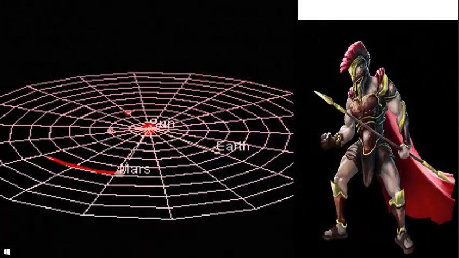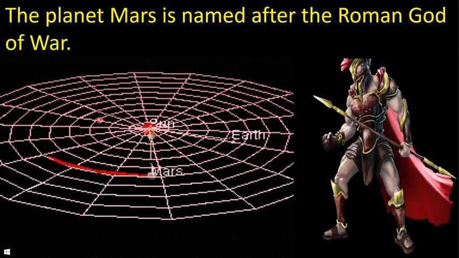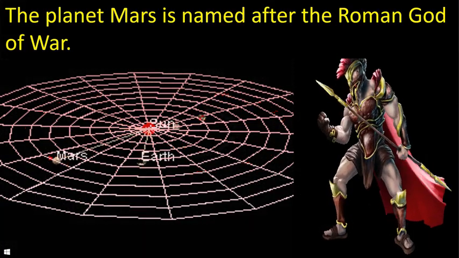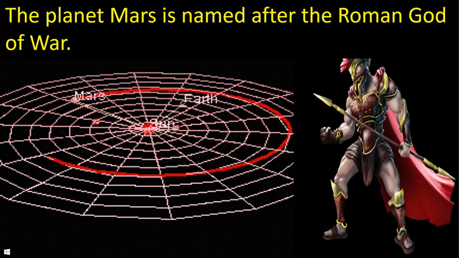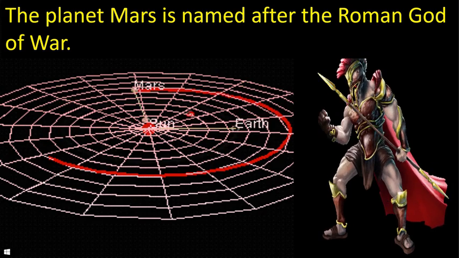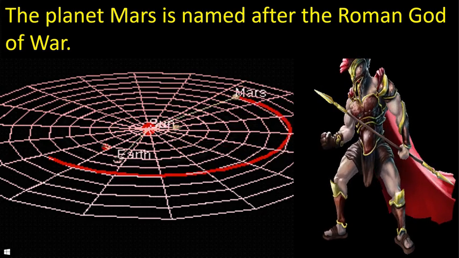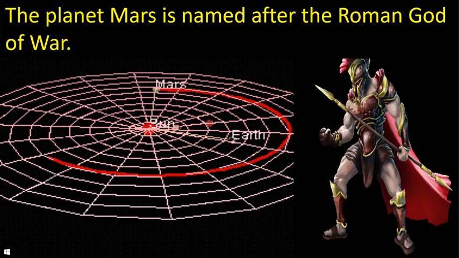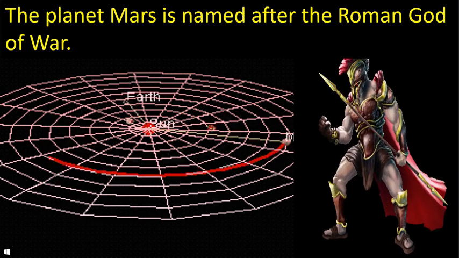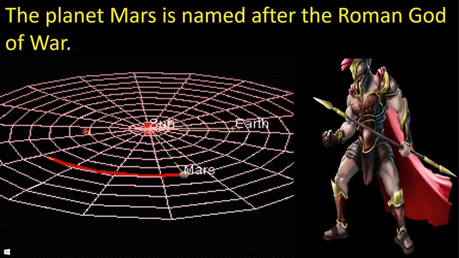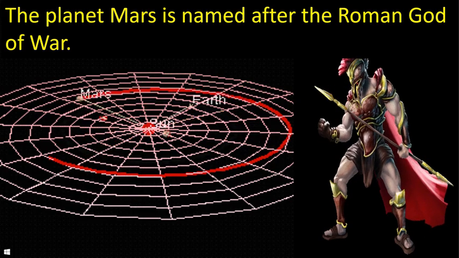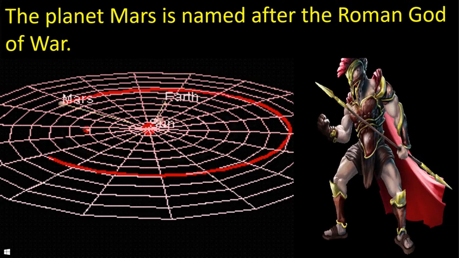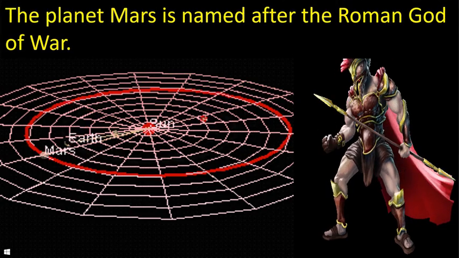Now, the word Mars, where does it come from? Let's see. The planet Mars is named after the Roman god of war. Where did we get the name planet Mars? Yes, the word Mars was used from a Roman god of war. How did the planet Mars get its name? Yes, it got its name after the Roman god of war. Now, let's continue with the next one.